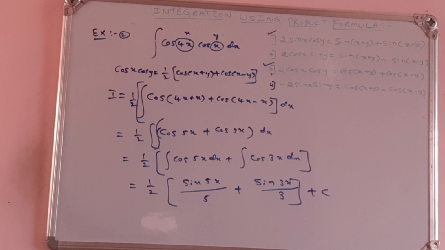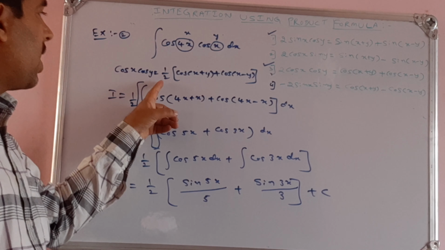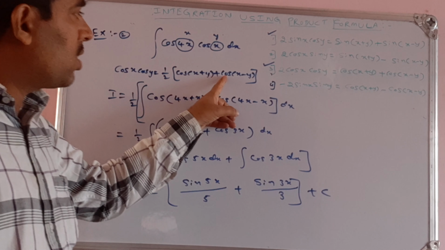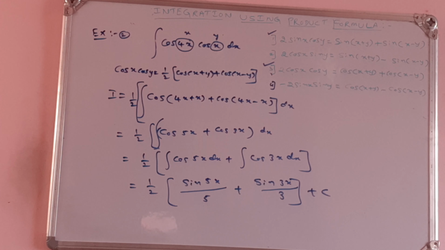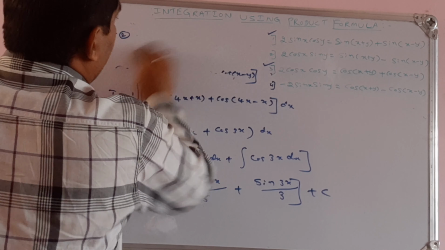So this is the required integral. So cos x cos y can be written as half into cos of x plus y plus cos of x minus y. So replace the values, and we get the required integral. So make a note of this. We have used two results. Then let us go for the third example.